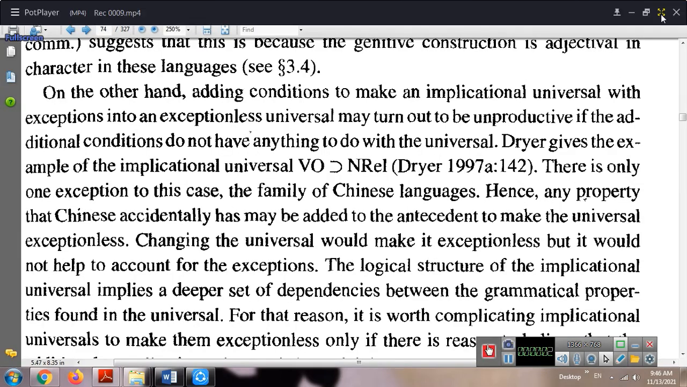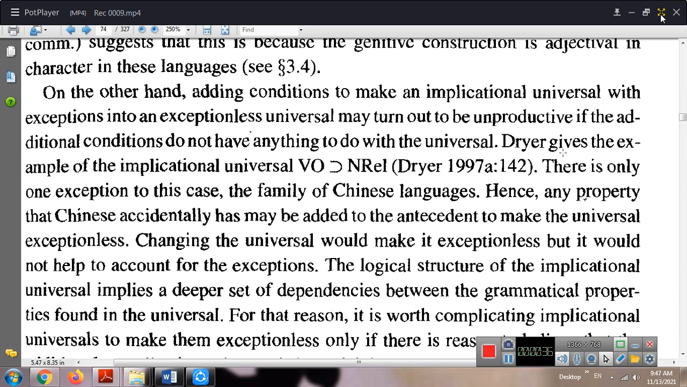In the previous session, we talked about complex implicational universals. Now we want to continue that discussion. On the other hand, adding conditions to make an implicational universal with exceptions into an exceptionless universal may turn out to be unproductive if the additional conditions don't have anything to do with the universal.